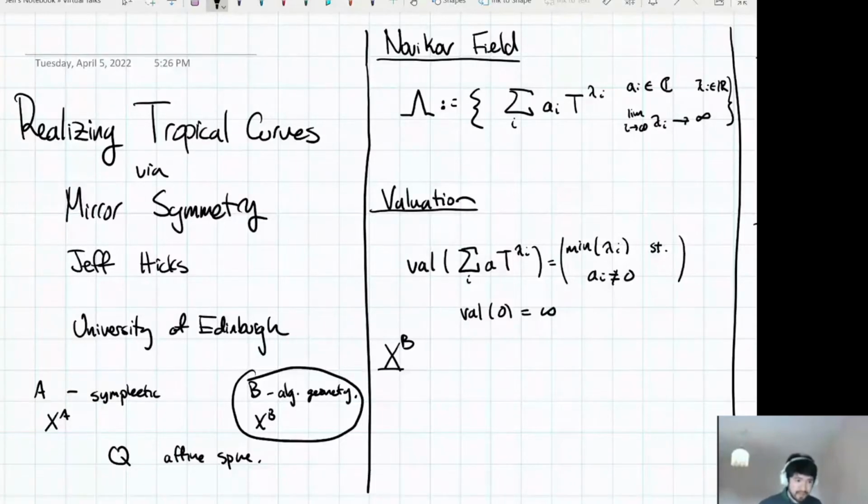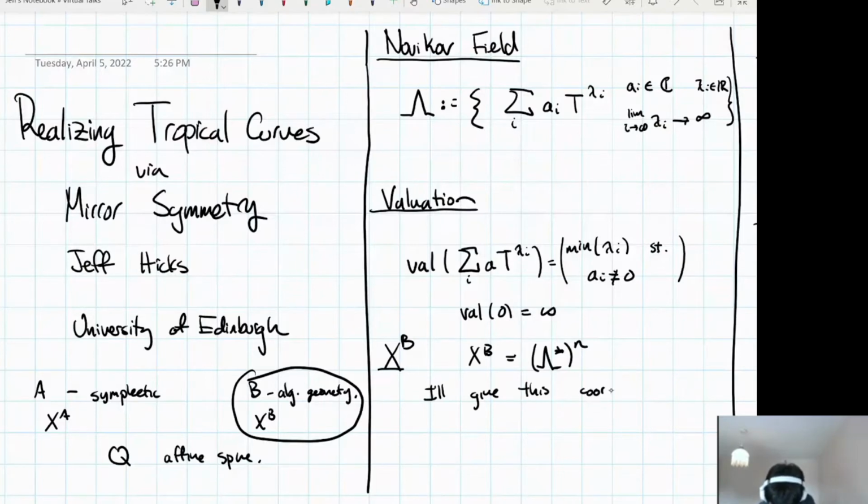The space which I'm going to be interested in, XB, is going to be an algebraic torus. So XB is the space lambda star to the n. So these are all of the invertible elements. I'll give this coordinates z1 through zn. So this is some fancy algebraic torus.